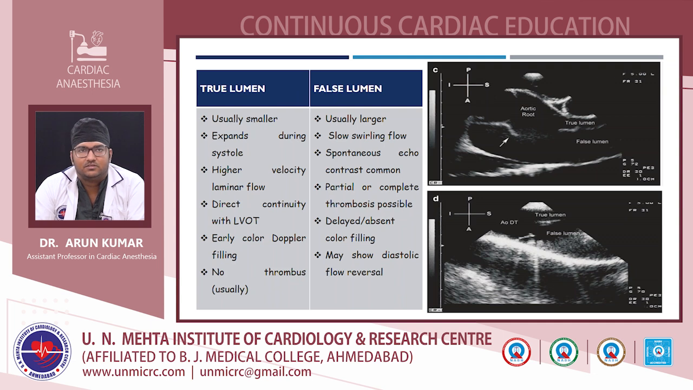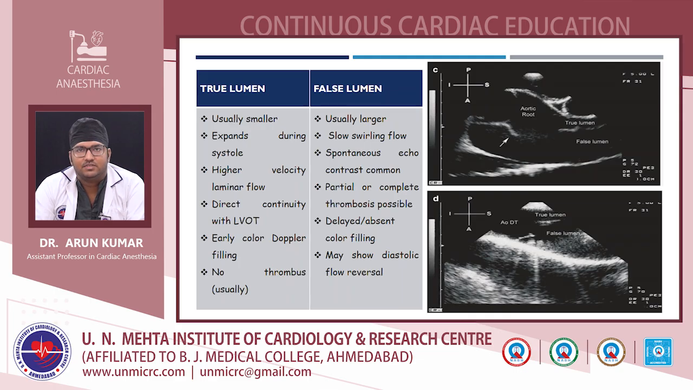This slide shows you the difference between true and false lumen. Often it is very confusing in the intraoperative setting to identify the true and false lumen. The true lumen is usually smaller in size, and it expands during systole, and there is high velocity laminar flow. There is direct continuity with the LVOT, and on color Doppler it shows early filling, and there is usually no thrombus. The false lumen is usually larger, and there is low swirling flow, and some SEC is common. Partial or complete thrombosis is possible, and there is delayed color filling, and it may show diastolic flow reversal.